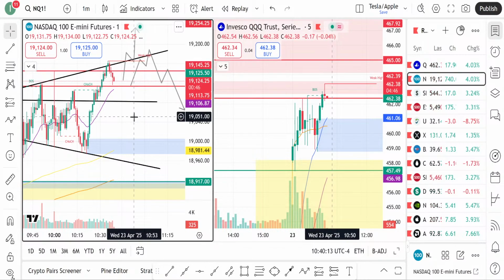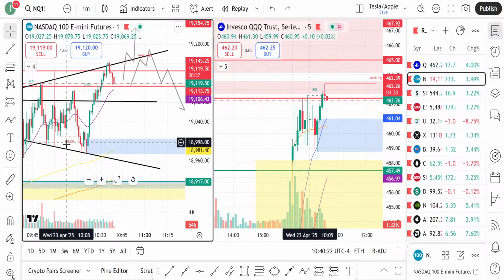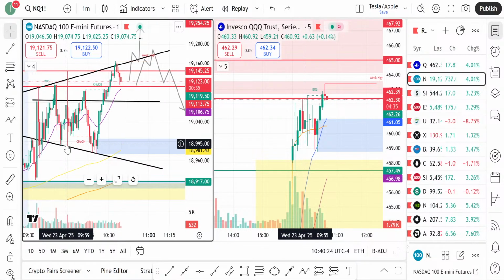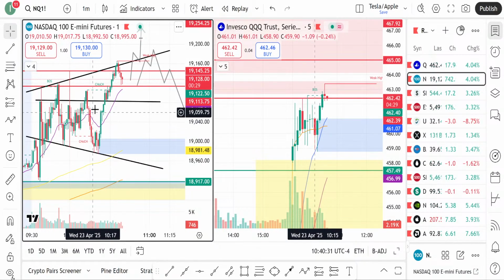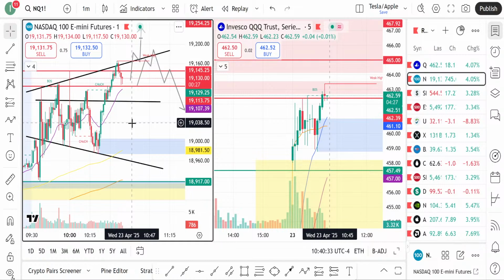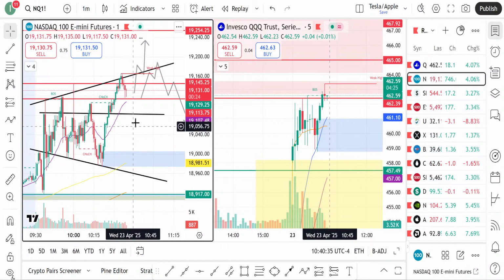Yep, it's a range bound market, man. This is all part of the different conditions of the market. It can either have an uptrend, it can have a downtrend, or it can have a range. And today we're getting a range bound market.